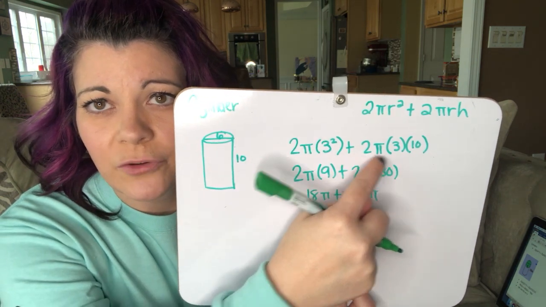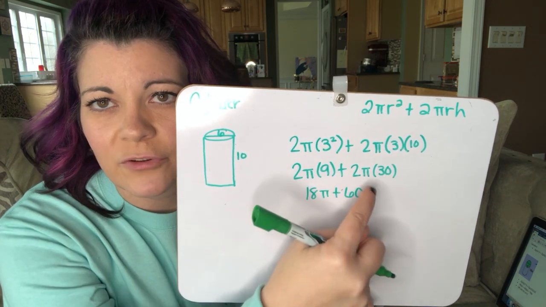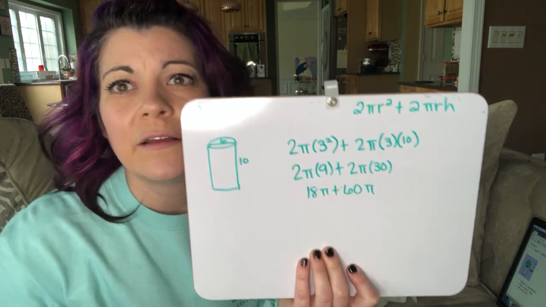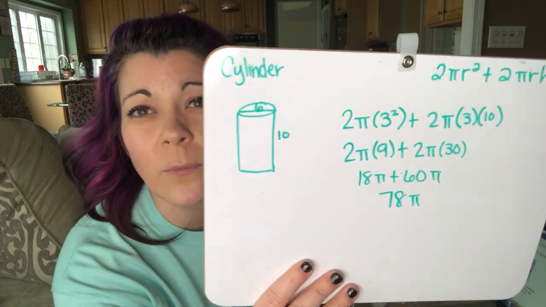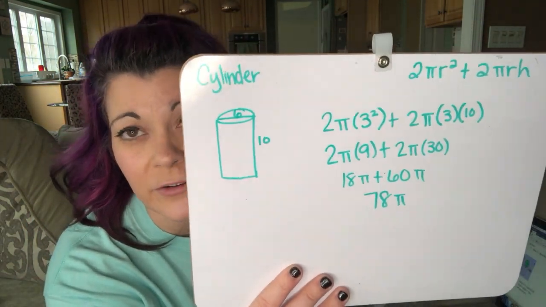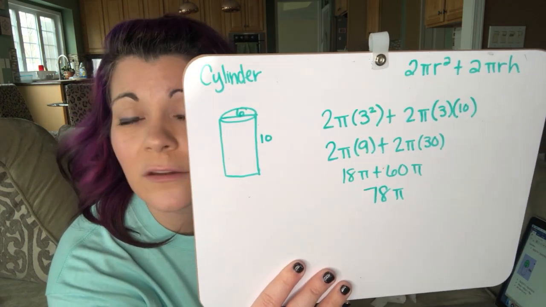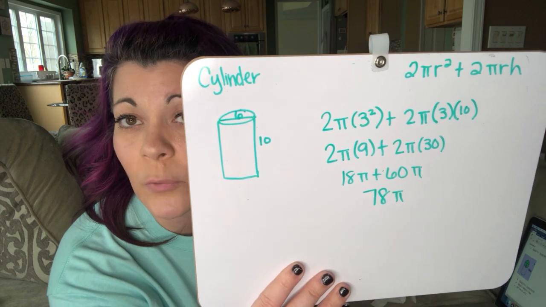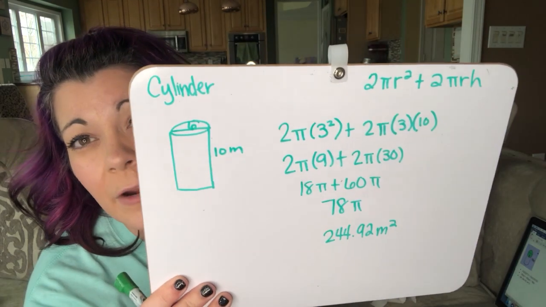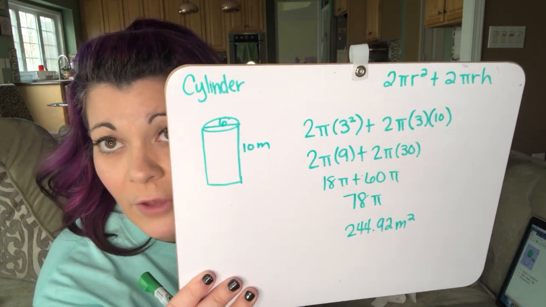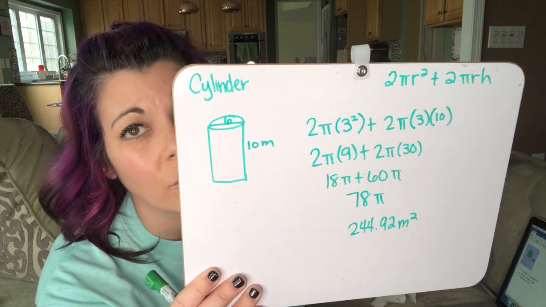And then over here we have 2 times 3 times 10. I did 3 times 10, which is 30, and then 30 times 2, which is 60. So I have 18 pi plus 60 pi. I can combine them since they both have a pi. So 78 pi. Your teacher might want you to keep it in terms of pi, and so that would be your answer, 78 pi. But if she doesn't, then you just go ahead and multiply 78 by 3.14. And then you would get 244.92 meters squared, which would be the surface area of that cylinder. So you just plug it in and simply solve. But remember, you have to follow order of operations.